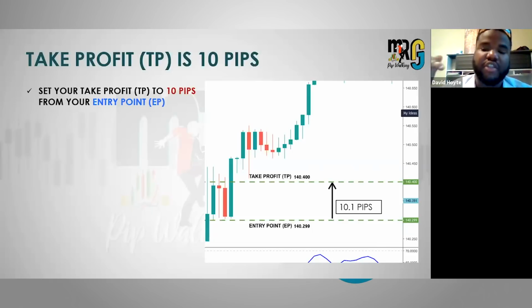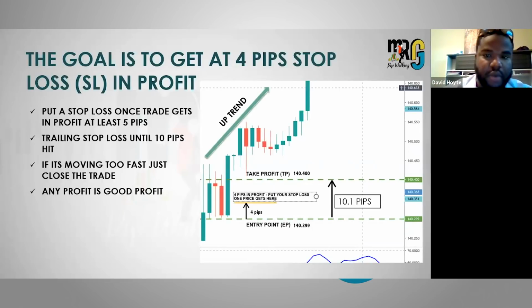So you throw your stop loss in profit and you ride it up to the 10 pips, or you ride it down to the 10 pips. There we go. Same thing I was just saying. All right, any profit is good profit. And remember, if the market is moving too fast for you, when you're in profit, go ahead and close out. It's okay to close out and take a few pips.